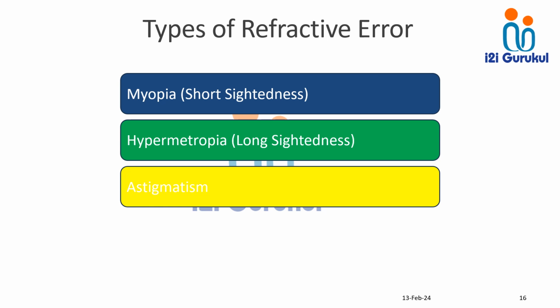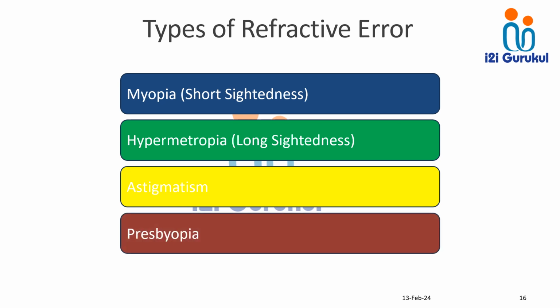Coming to the last one, that is presbyopia. Presbyopia is an aging process where we need to correct the near vision as age grows. It is effective from the age of 40. For near vision correction, we need to prescribe an addition in spectacle lenses, or you can have contact lens options, and the third option, surgically, we can manage this condition.